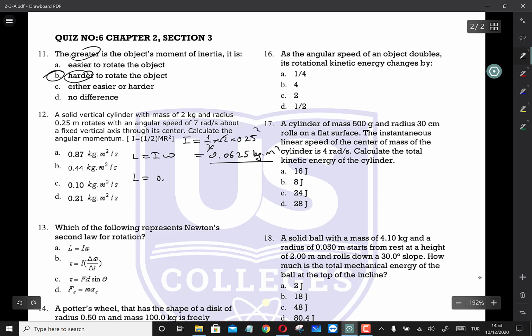So then let's calculate angular momentum. Moment of inertia I is 0.0625. Angular speed is 7. When you multiply these two numbers, answer is 0.437 kilogram meter squared per second. So answer is 0.44. B is the correct answer.